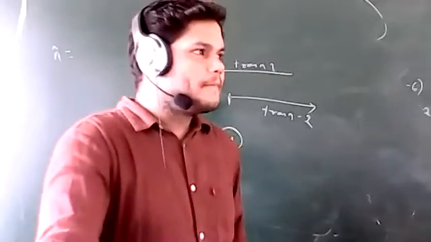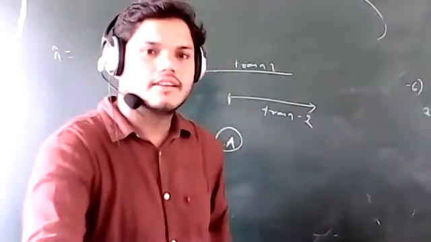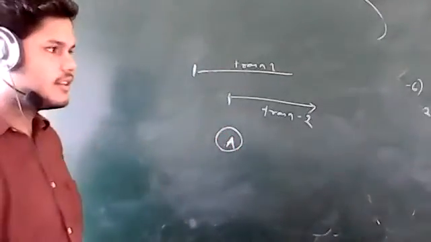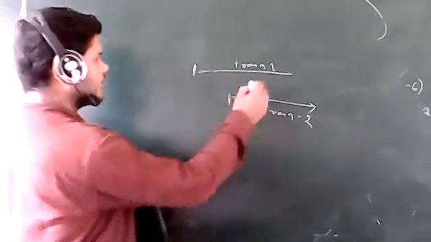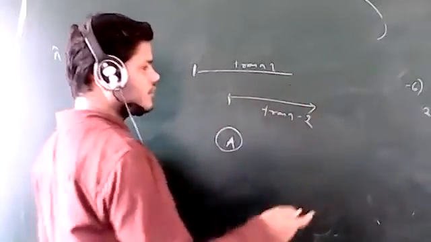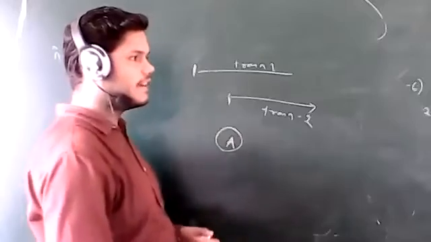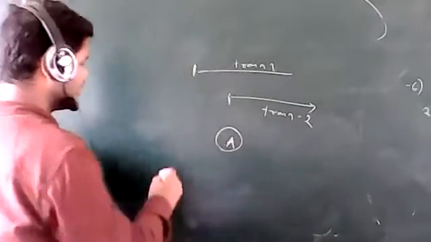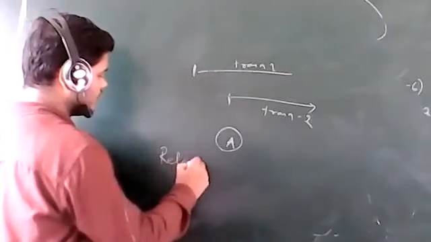So that means if you are in train number one and train number two is passing you, that means they are close to you. That means you have to find out the relative velocity.